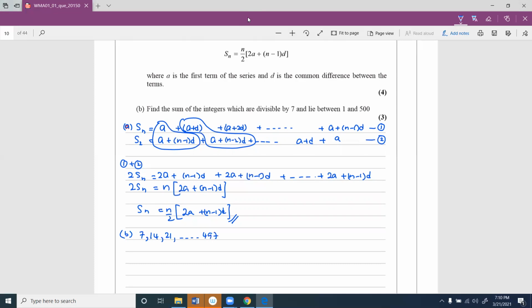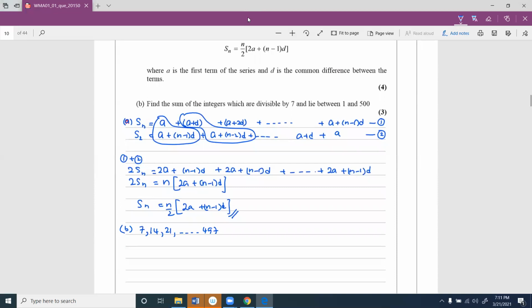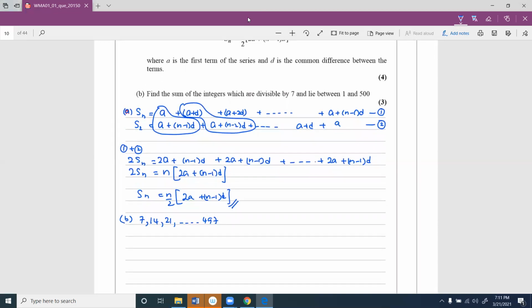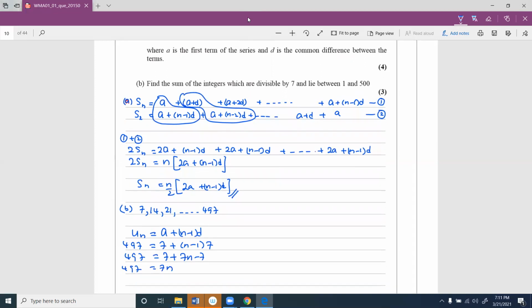Right. Then we see which term 497 is, because when you find the Sn formula, we should know n. For that, we use un equals a plus (n minus 1)d. Un is 497, a is 7, and d also 7. So 497 equals 7 plus 7n minus 7, that is 7n equals 497. With that you can say n is 71. So there are 71 terms over here. So we need to find S71.